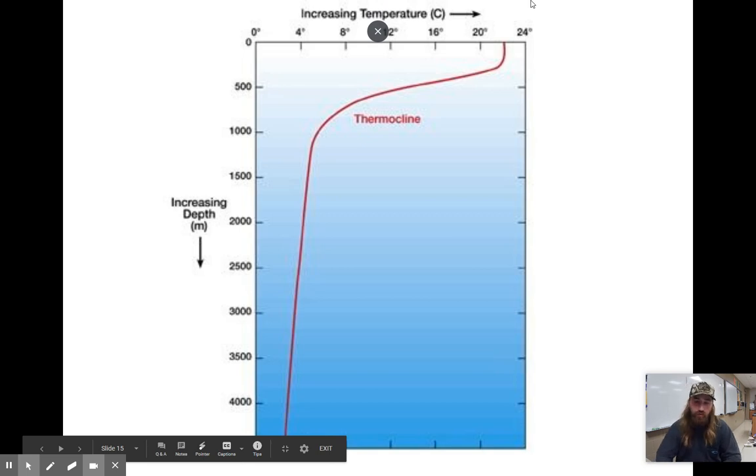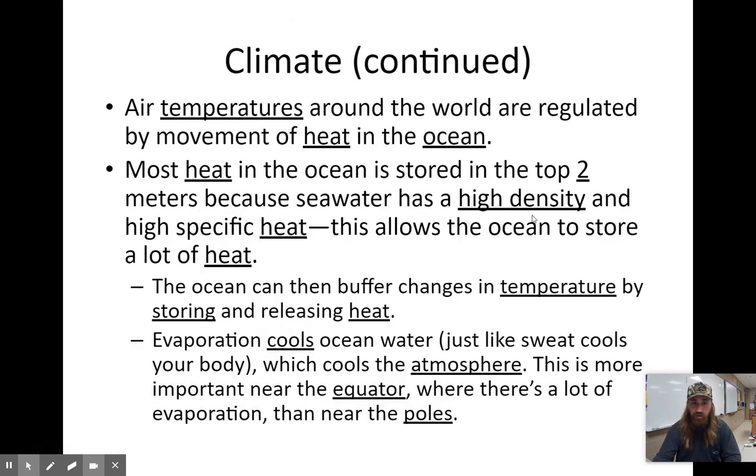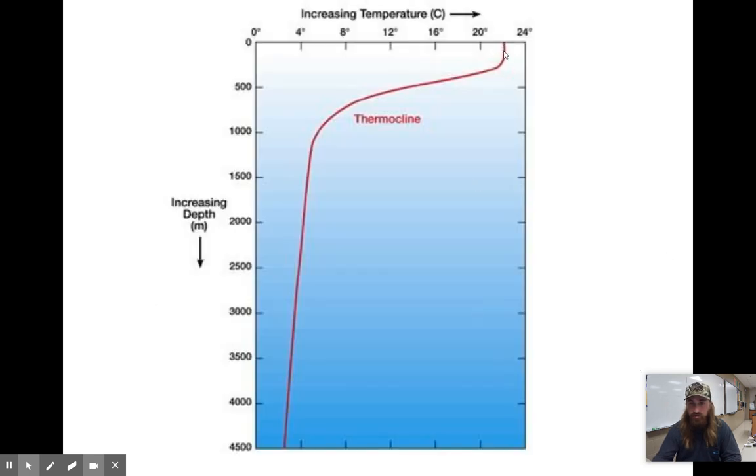With that being said, this explains why a lot of our heat is stored in those first couple layers, because the light energy is able to keep passing through despite the density. But there's going to be a point where it's too dense and too saline, and the light is not going to be able to push through any further.